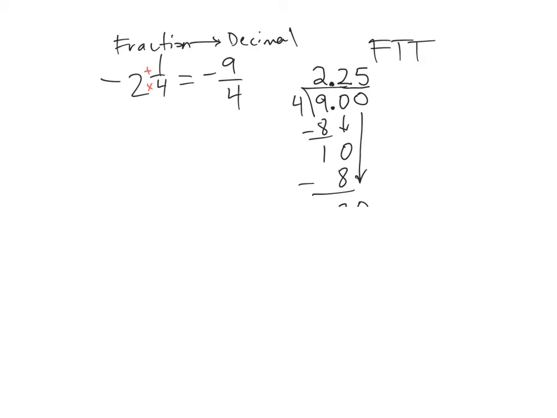So 2.25 would be how I would convert this to a decimal. So that would have been 20, and we'd be done. No remainder. So 2.25. Negative. Okay. So hopefully that makes sense.